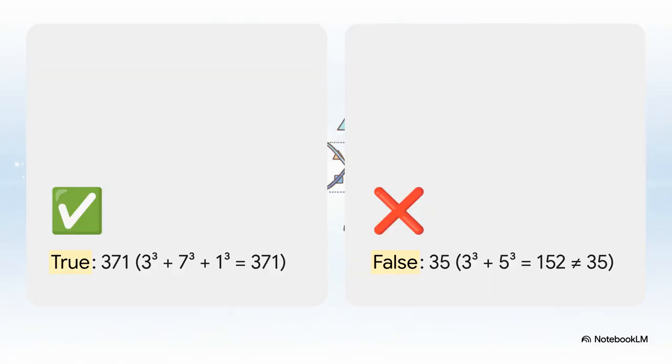To put that into perspective, let's contrast a true Armstrong number against a false one. Take 371. We extract the 3, the 7, and the 1. 3 cubed is 27, plus 7 cubed, which is 343, plus 1 cubed, which is just 1. Add all those up, you get exactly 371. It matches perfectly. Now compare that to 35. 3 cubed is 27, plus 5 cubed, which is 125, and that gives us 152. Which obviously does not equal 35. Boom! Our basic math loop proves it instantly.